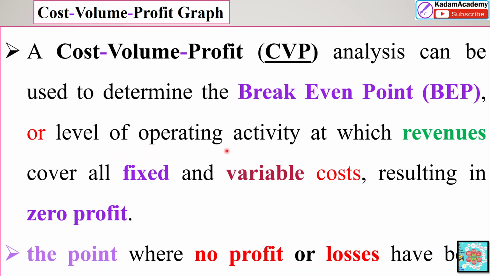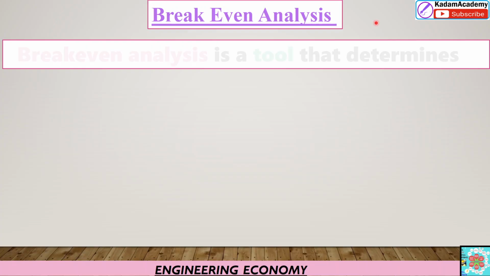This is the level of operating activity at which the revenues equal all fixed costs and variable costs, resulting in zero profit. So this is the point where there will be no loss or no profit. That point we can find out by using this cost-volume-profit graph or the break-even analysis chart.